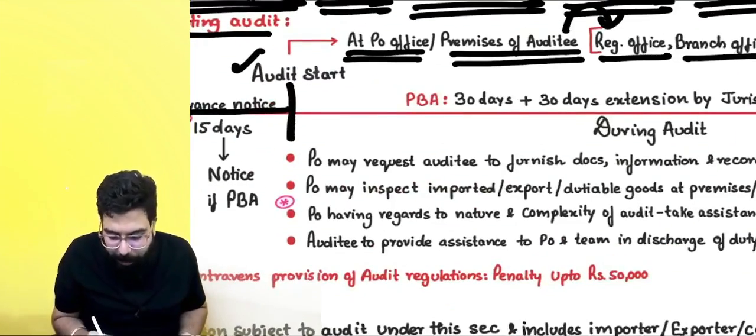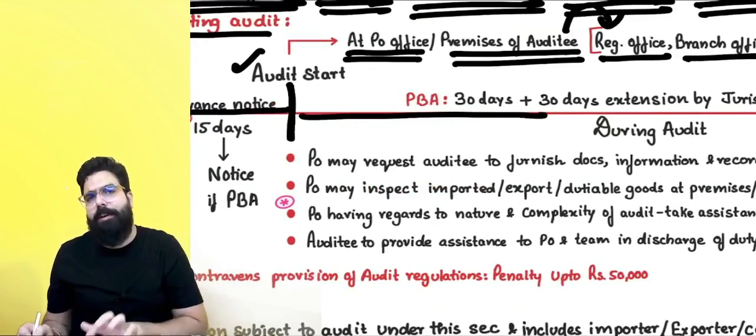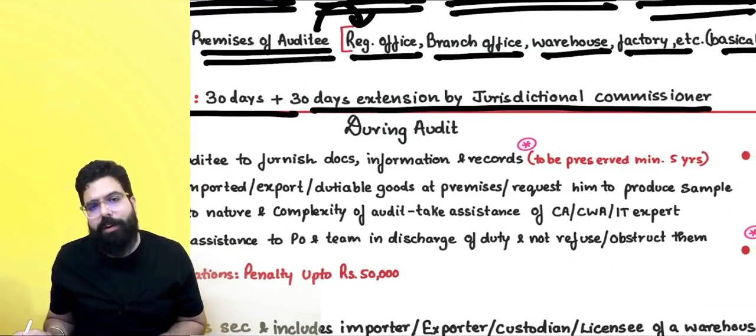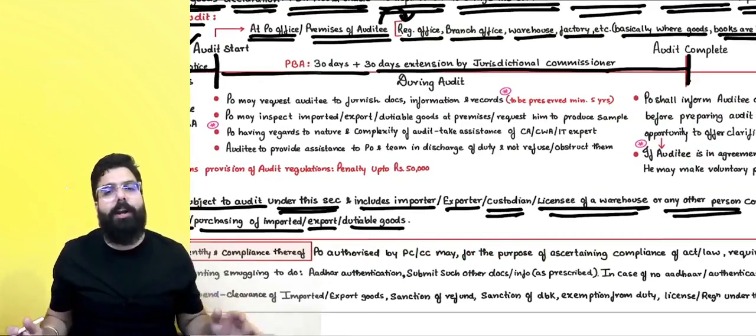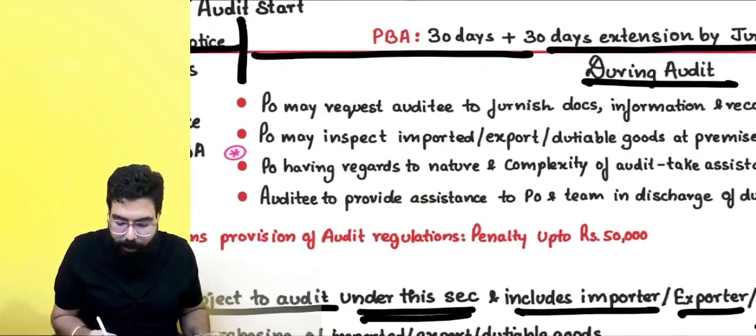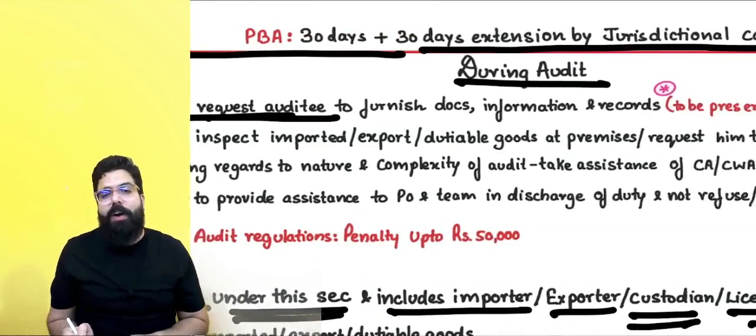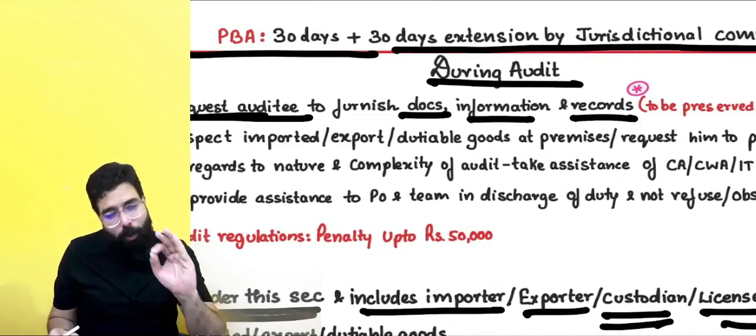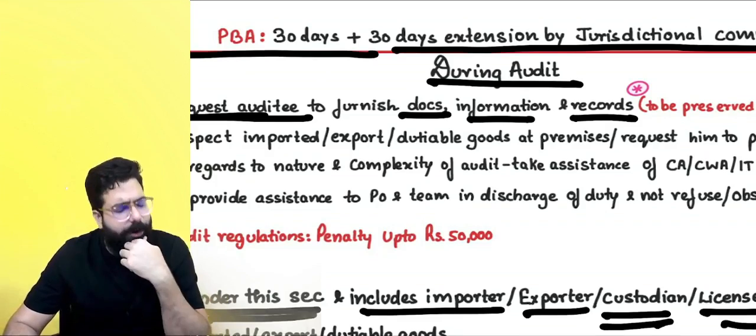Now, whenever a premises-based audit is done, it will be done for 30 days. Within 30 days, they will complete it. Plus, a 30-day extension can be given by the jurisdictional commissioner. Always remember, during the audit, number one, the PO may require the auditee, the PO may request the auditee to furnish documents, information and records, and you always have to furnish those.